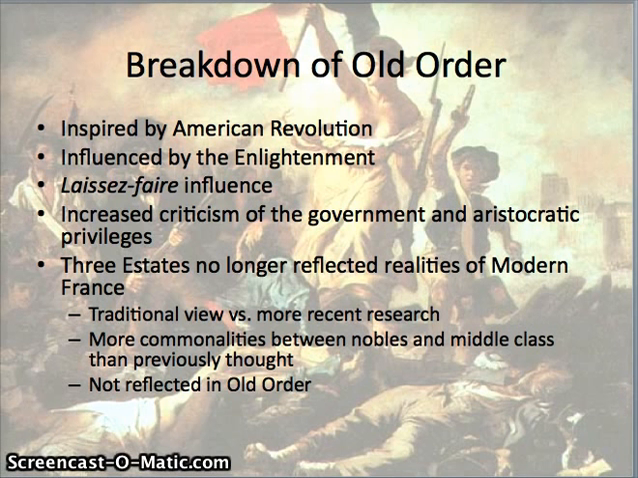So some people still support this more traditional view. They think that the bourgeoisie is acting on its own to build up resistance to the monarchy, and then there are other historians that say that the nobility was very much involved as well.